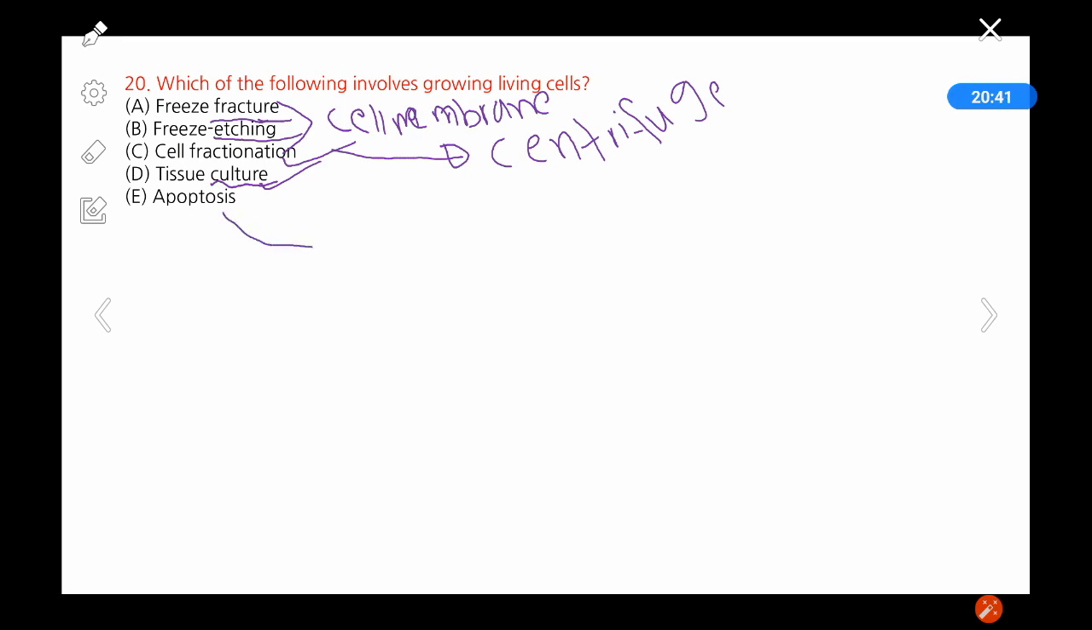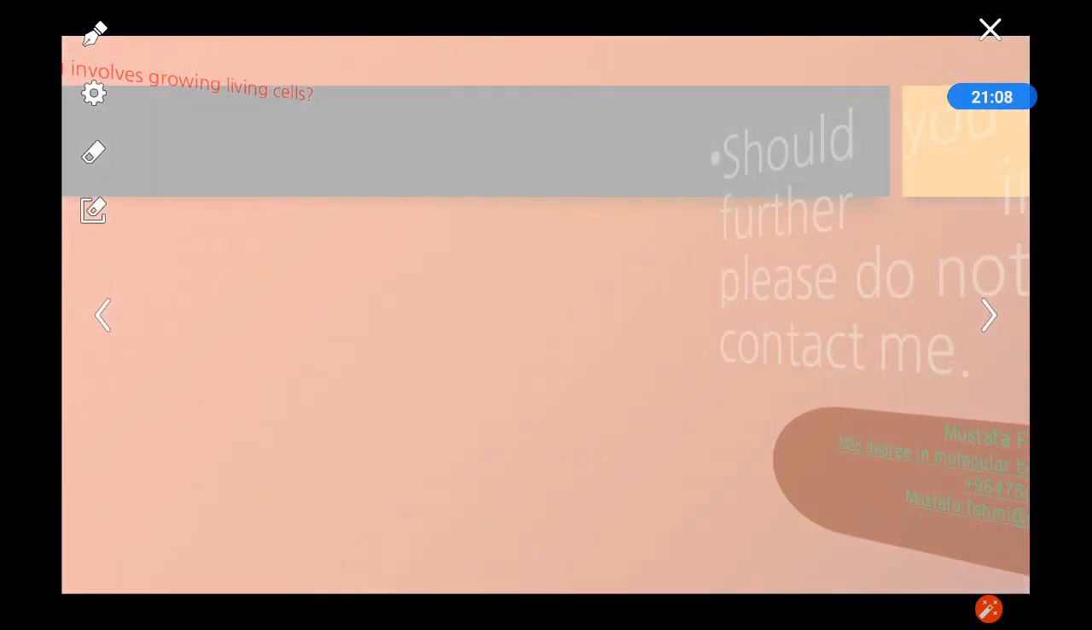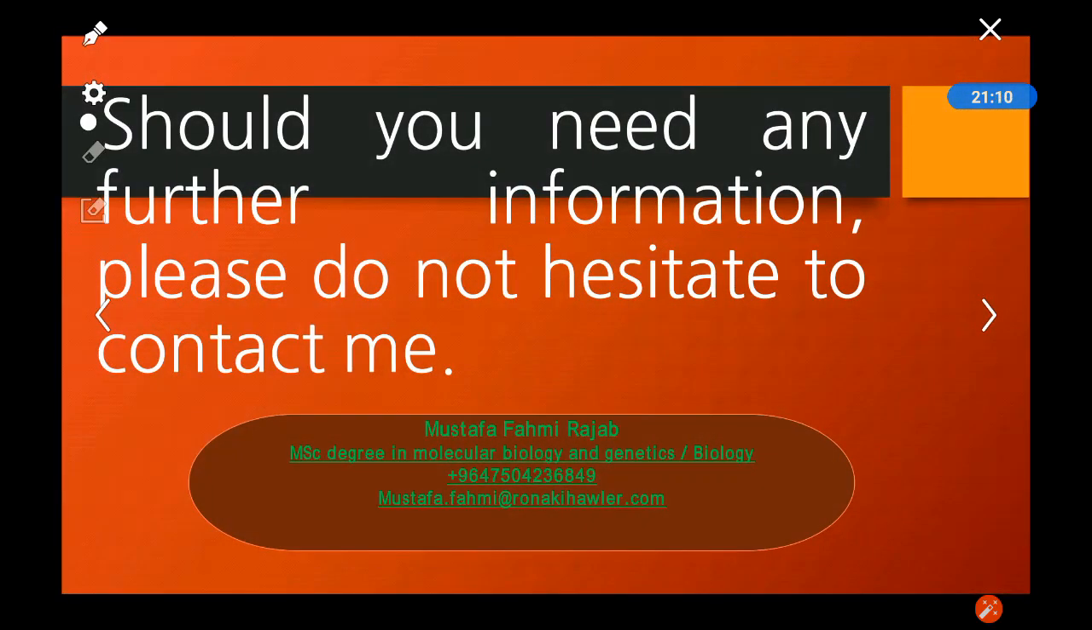Apoptosis, guys, is not related to all of this. It's completely different, but you have to know that apoptosis is programmed cell death. So the answer for the question is tissue culture. And that's the last question in this chapter.